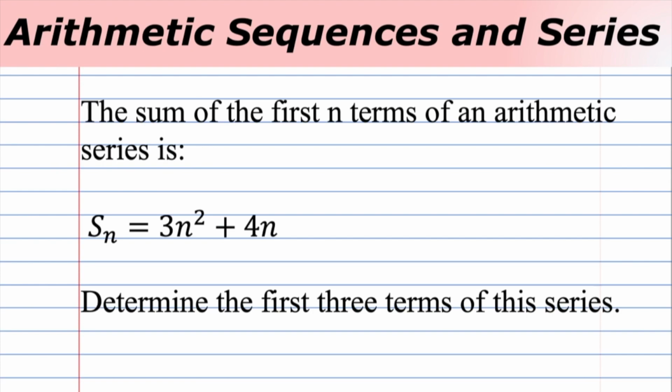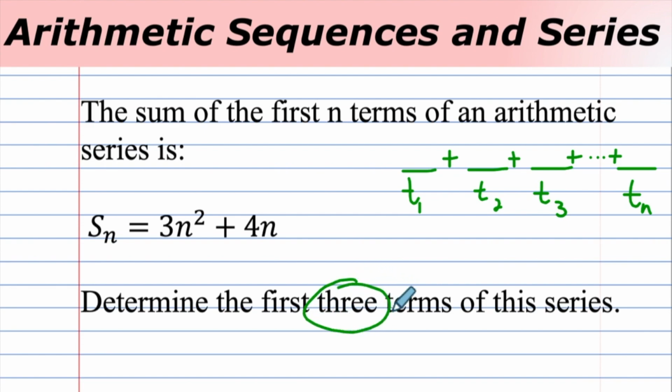The sum of the first n terms of an arithmetic series is S of n equals 3n squared plus 4n. Determine the first three terms of this series. We need to realize we have a sequence that's being added. We know we have a first term, a second term, and a third term all the way up to an nth term. But this question is asking for the first three terms of the series.